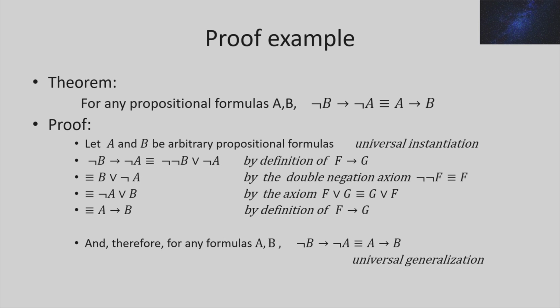So again, the point of this is not to convince you that not B implies not A is equivalent to A implies B. We are doing this to see what are the logical steps involved in this proof. So when you read a completely different proof of something else, you could say, oh yeah, I've seen that step before, that's a universal instantiation step. And oh yeah, this is probably by the definition of something, and this is by an axiom.